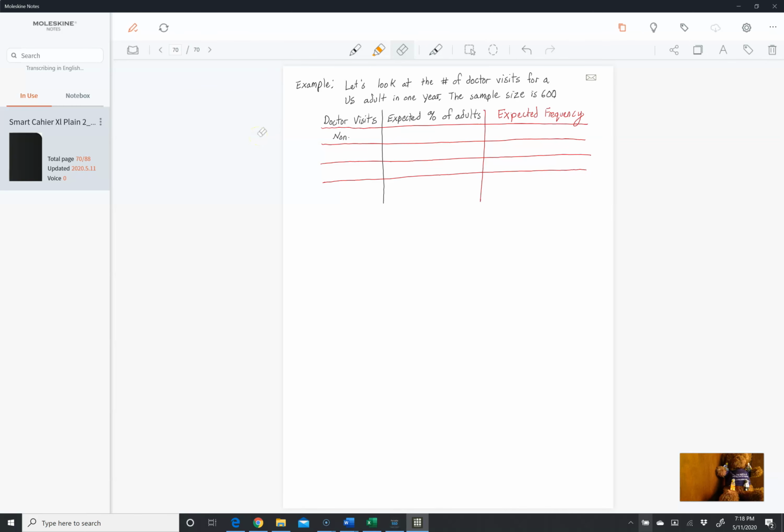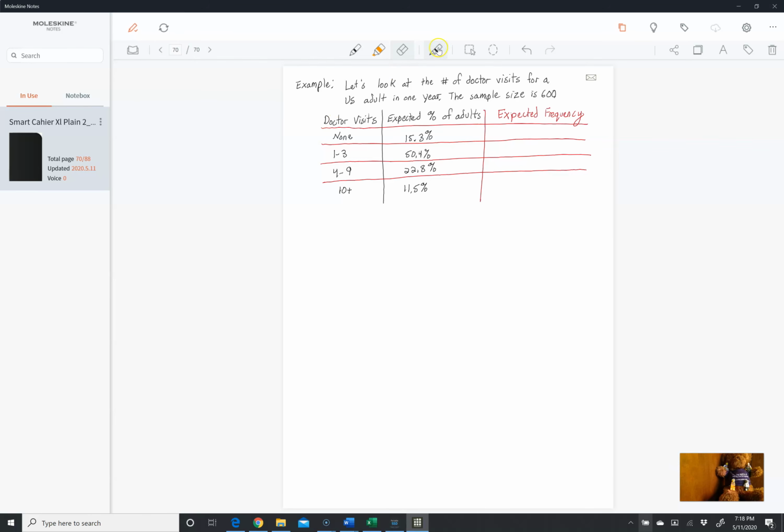The expected percent you're given. The expected frequency is what you need to find. So that's why I'm putting it in red. Okay, so you're given this. The percent: 15.3% of adults don't go to the doctor at all in a year. 50.4% go to the doctor between 1 and 3 times. 22.8% go to the doctor between 4 and 9 times in a year. And 11.5% go to the doctor more than 10 times.